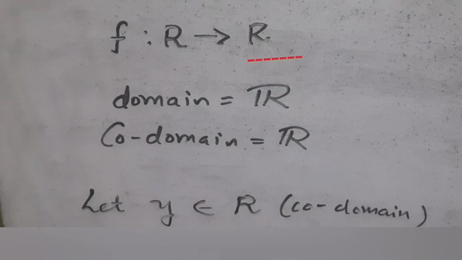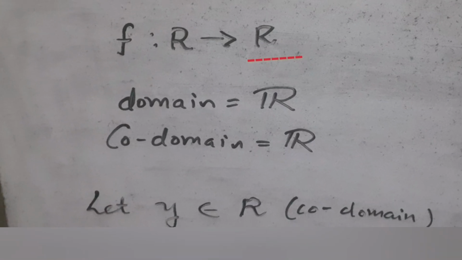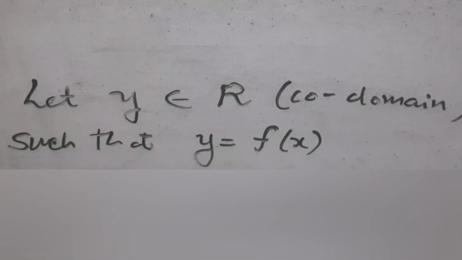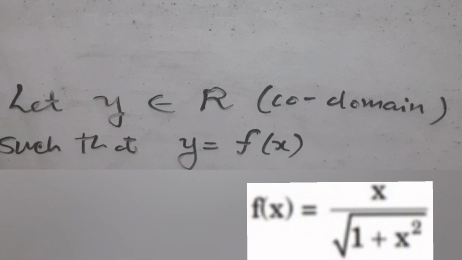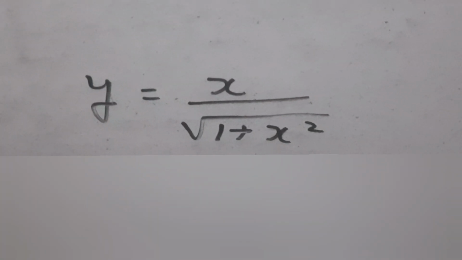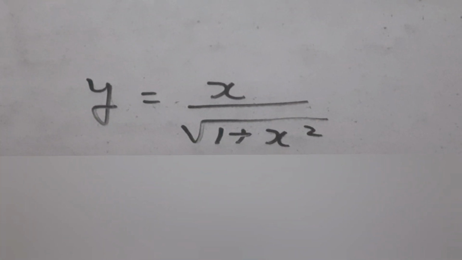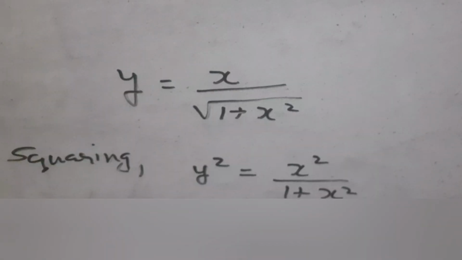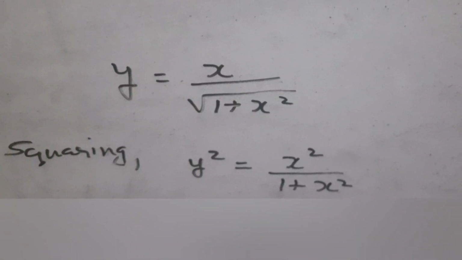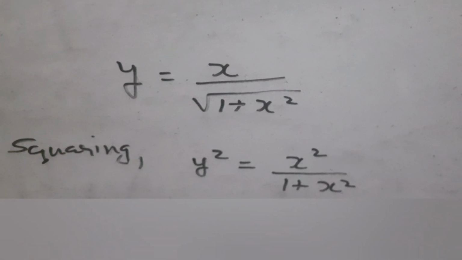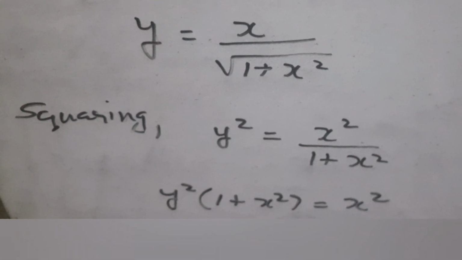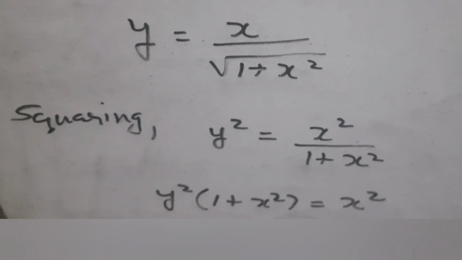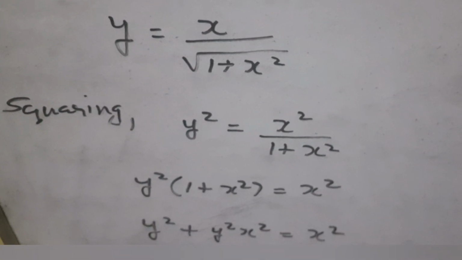We start by taking y belongs to the codomain R. Equate y equal to f of x and try to solve for x in terms of y. For convenience, we'll start by squaring both sides. Rearrange and collect the terms containing x.